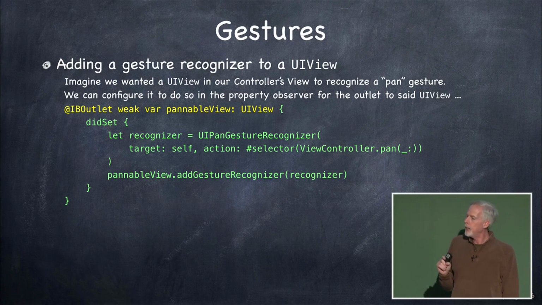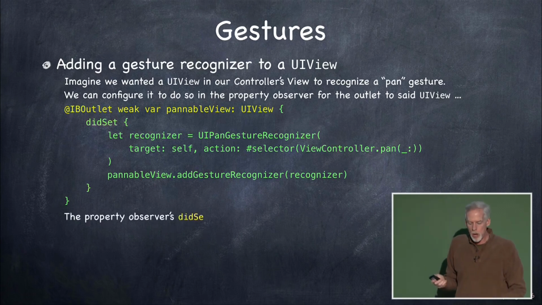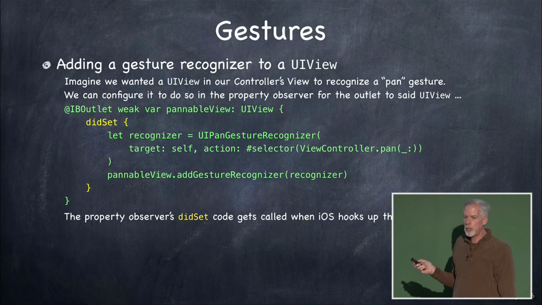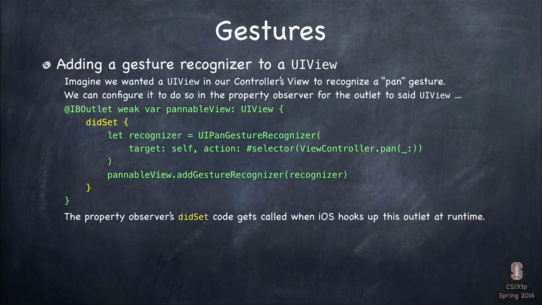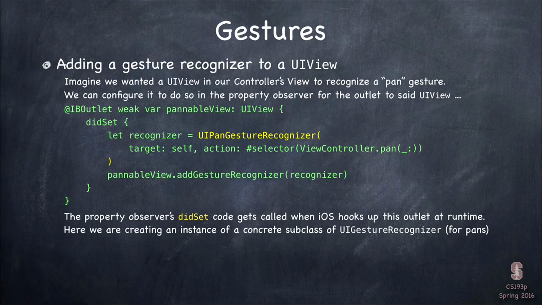Well, a great place to do that is in that didSet of the outlet. Because as soon as we get a pointer to that view that we want to pan, let's immediately just add the gesture recognizer right there, okay? And we know that this didSet, we already saw this in the demo I just did, when you're doing it to an outlet, gets called only once. It gets called when iOS first hooks up that view. Okay, perfect time to go add a gesture recognizer. So we're going to do that. First, we are going to create the pan gesture recognizer. Okay, here's a concrete subclass of UIGestureRecognizer called pan gesture recognizer. It takes two arguments here.